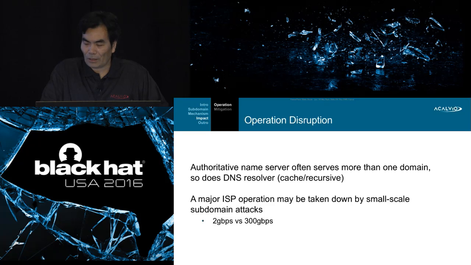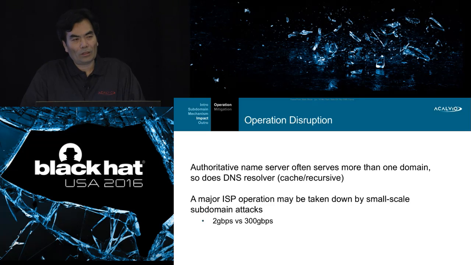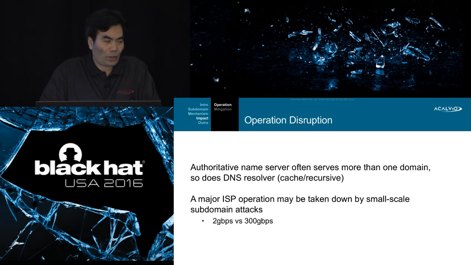And for IXPs, a DNS server with 5 million queries per second, or QPS, is a high-end one. In order to take down such a powerful DNS server, the attacker only needs to generate 2 gigabits per second of traffic. It's a far easier task compared to the 300 gigabits of attack traffic required to take down the Spamhaus site.